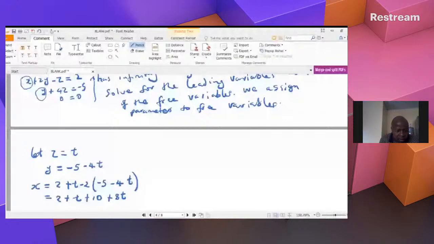Now, what is this? This is 12. The constants here give us 12. Let me just erase and write the 12 properly. The constants give us 12.